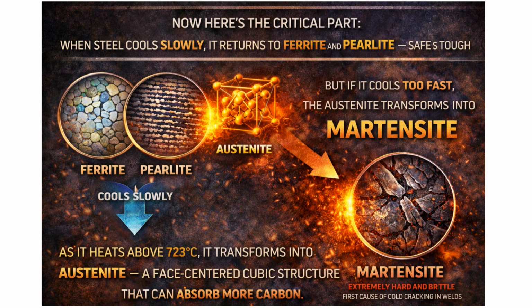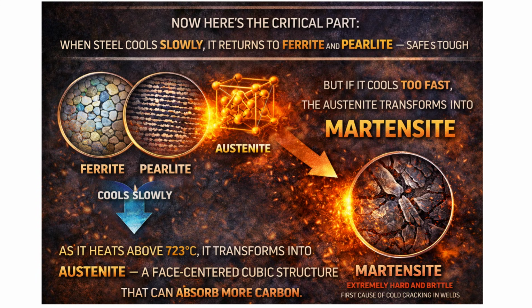But if it cools too fast, the austenite transforms into martensite, an extremely hard, brittle structure that is the first cause of cold cracking in welds. Controlling your cooling rate is how you control whether you get tough ferrite or brittle martensite. Preheating slows the cooling rate. Interpass temperature control keeps it consistent. Post-weld heat treatment tempers the martensite to restore toughness.